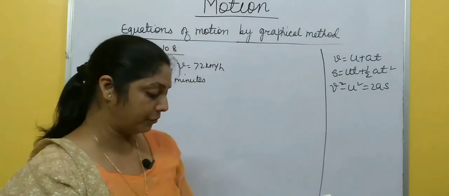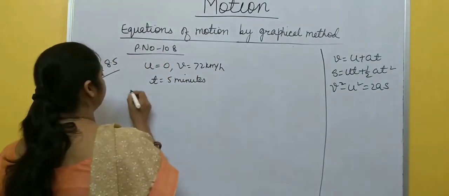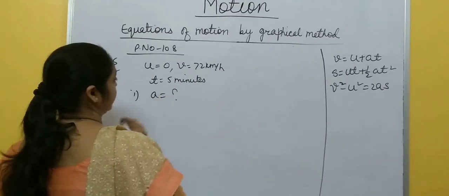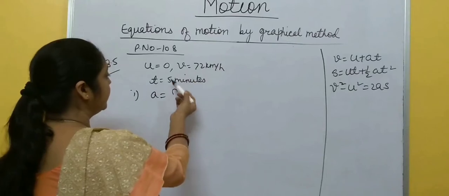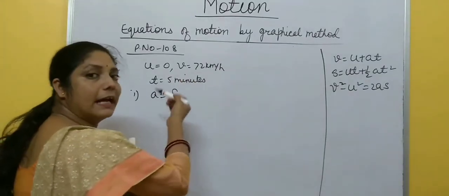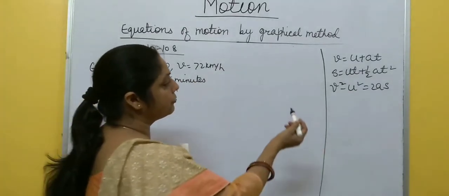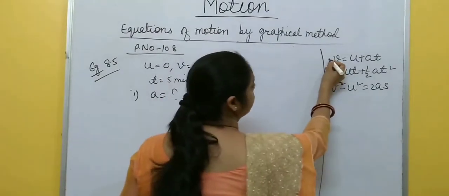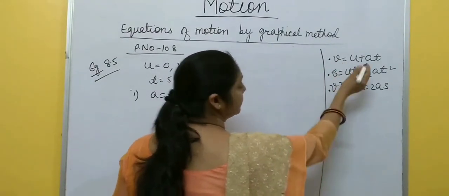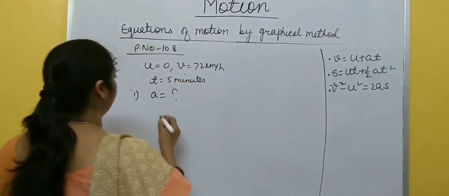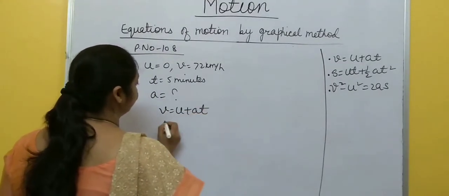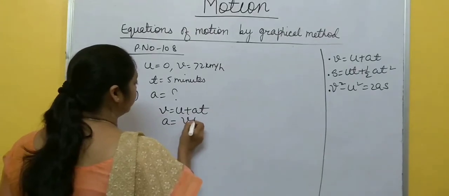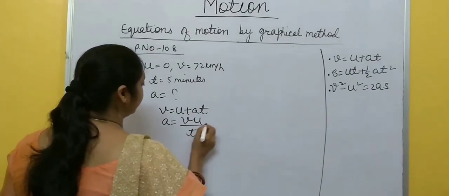So first you have to find acceleration. In the first part you have to find acceleration. What is given? Initial velocity, final velocity and time, and you have to find acceleration. Which equation of motion do you use? This first equation, V equal to U plus AT, right? From here, A equal to what? V minus U by T.